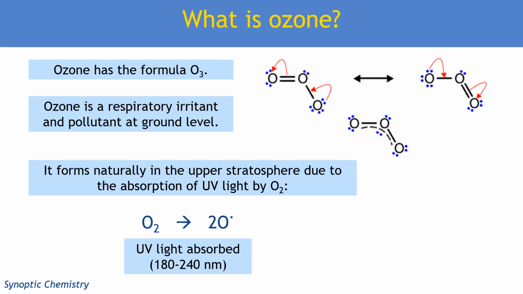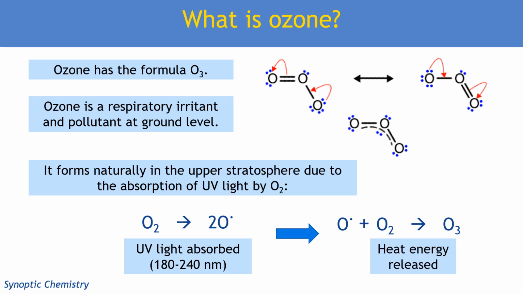Oxygen radicals are extremely reactive, and so the oxygen radical is most likely to hit an oxygen molecule, and when it does that, it's going to form ozone. This reaction is making a bond when the oxygen radical reacts with oxygen, so it's actually exothermic. It releases heat and leads to a warming of the upper layers of the stratosphere. So actually, the higher up in the stratosphere you go, the hotter it is, which is the opposite to what you expect down here in the troposphere, where it gets colder the higher up you go.